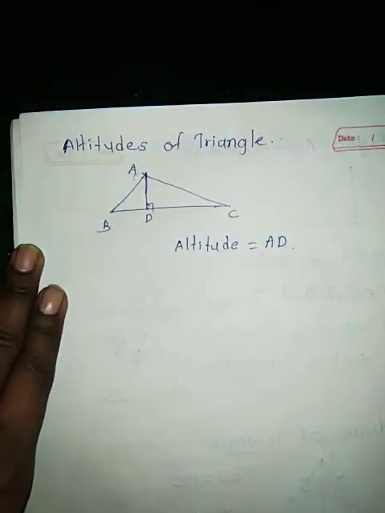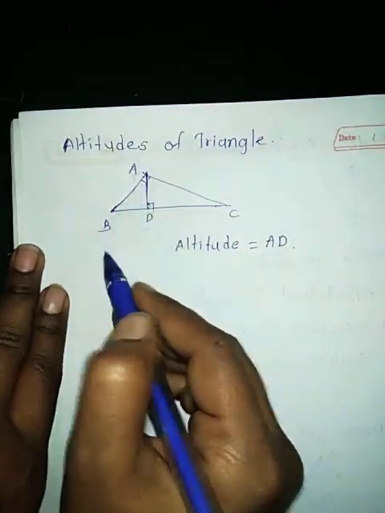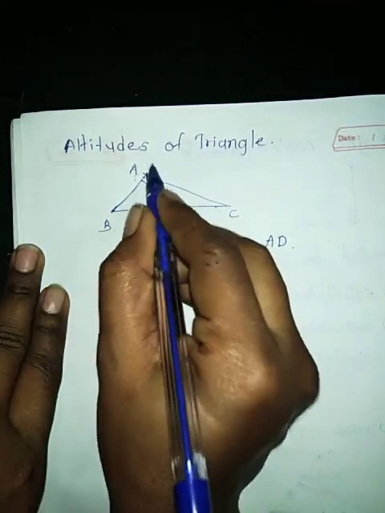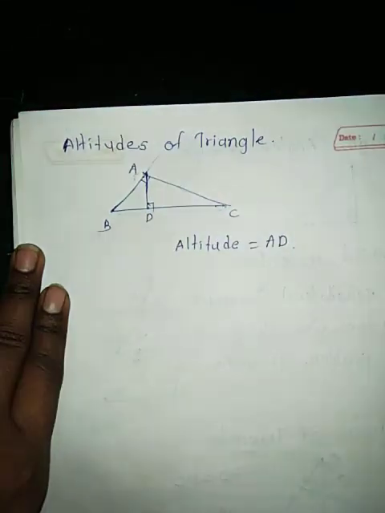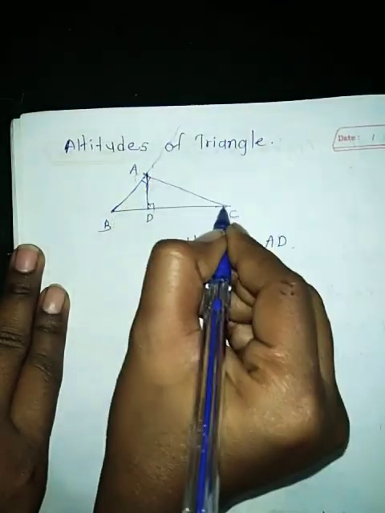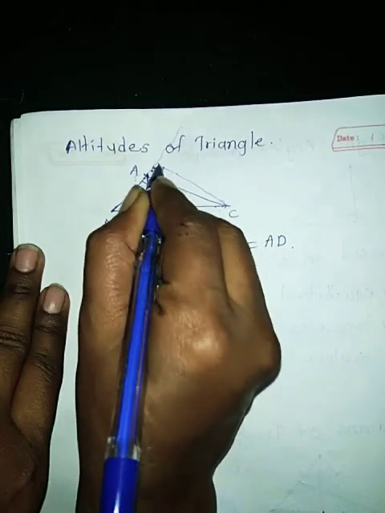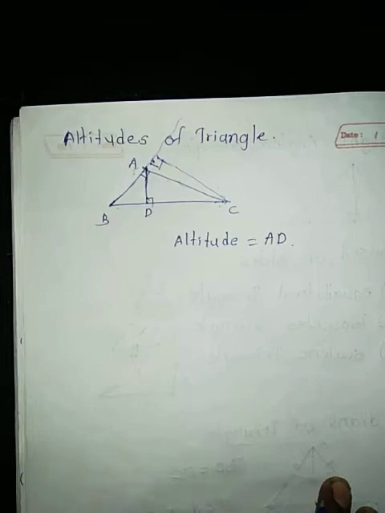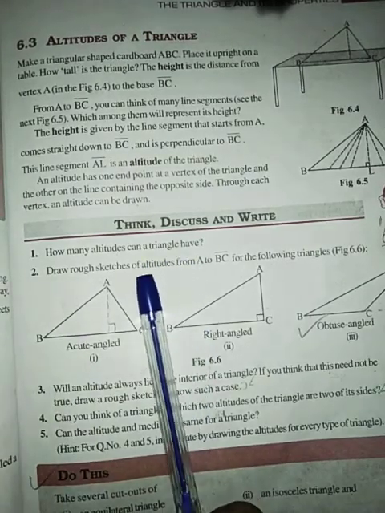It will come somewhere here like this only. If I want to draw the altitude from this vertex to the opposite side, then the perpendicular will come somewhere here. Then the altitude can go outside of the triangle. So there are three altitudes for the triangle. Now see here, how many altitudes can a triangle have? Three altitudes can a triangle have.